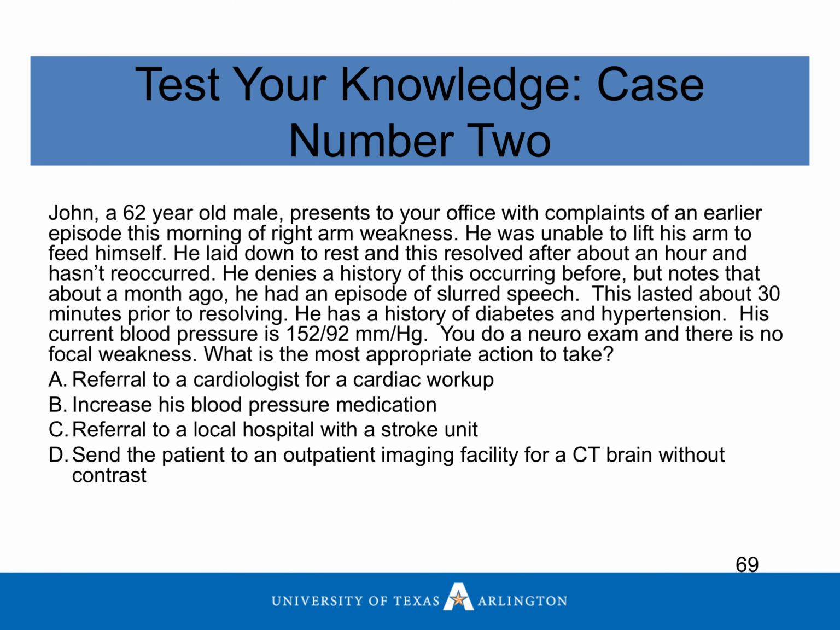Here we are with case number 2. So John, a 62-year-old male, presents to your office with complaints of an earlier episode this morning of right arm weakness. He was unable to lift his arm to feed himself. He laid down to rest, and this resolved after about an hour and hasn't reoccurred. He denies a history of this occurring before, but notes that about a month ago, he had an episode of slurred speech. This lasted about 30 minutes prior to resolving.